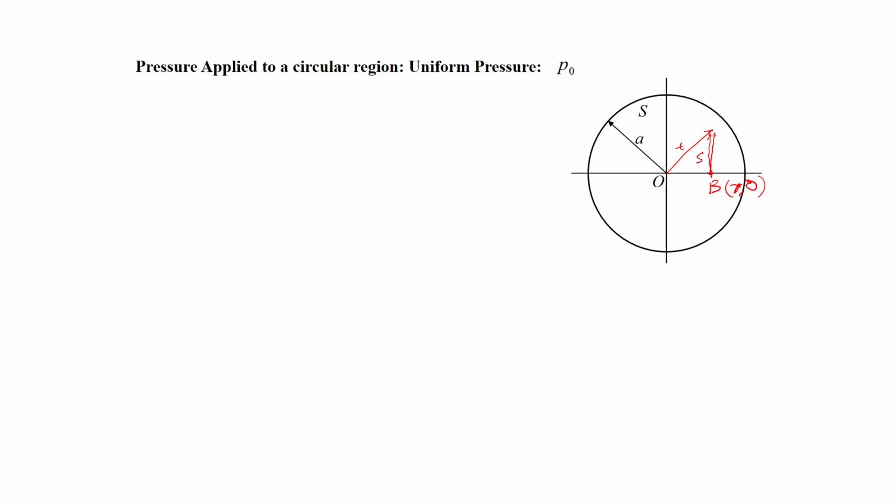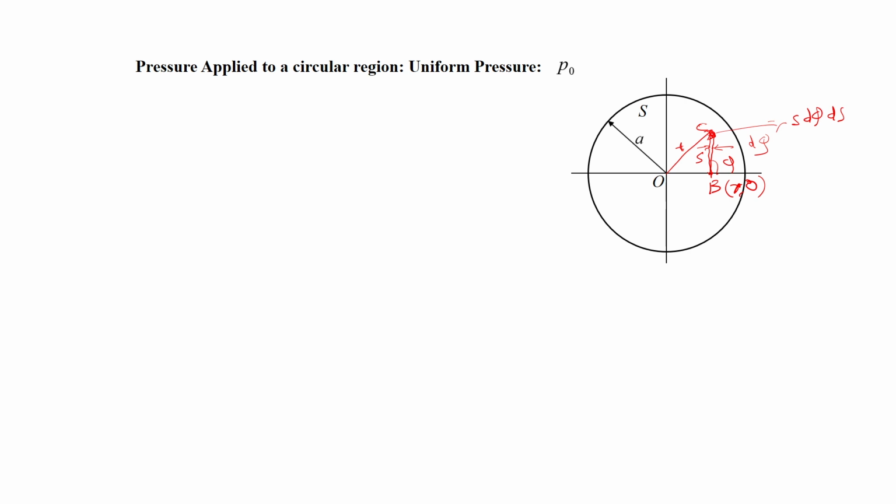This is the point C. The angle here is phi, so this angle is d phi, and the area is S d phi ds. What we are asking is what is the deformation at this particular point B because of the load applied on this area. And this point is at a distance t from the center.